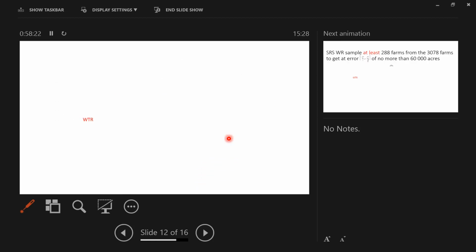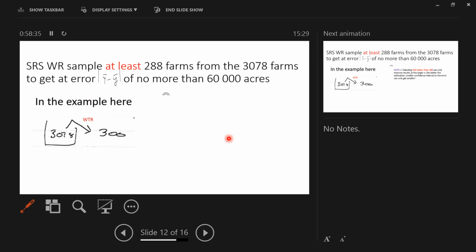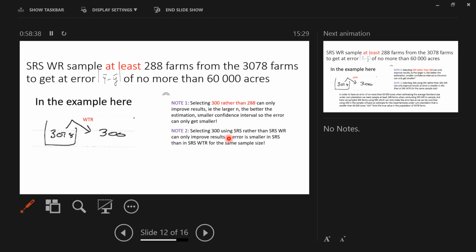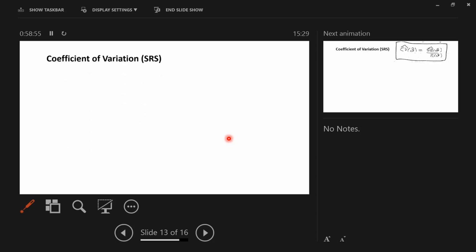So let's just go back to where we were. If we do simple random sampling with replacement, at least 288 farms, and so on, to get an error of no more than 60,000 acres. We saw that we picked 300, but 288 would have been what you needed. The more you take, the better. And so on, the whole story is there. So as we say, you don't want to be out more than 60,000, but the important thing to understand is that he took a pilot sample to be able to do that.